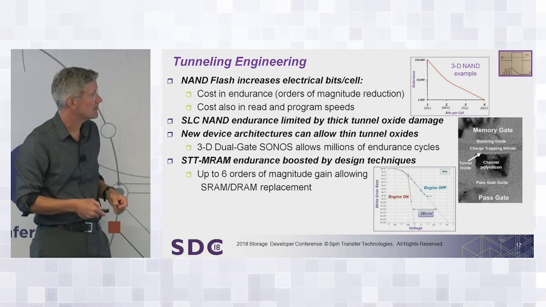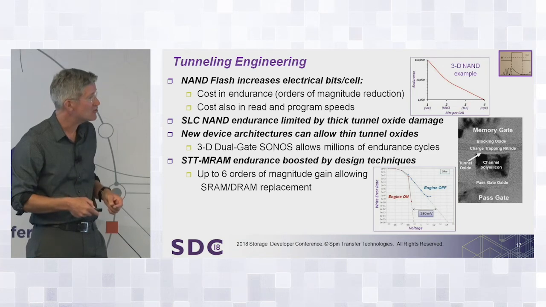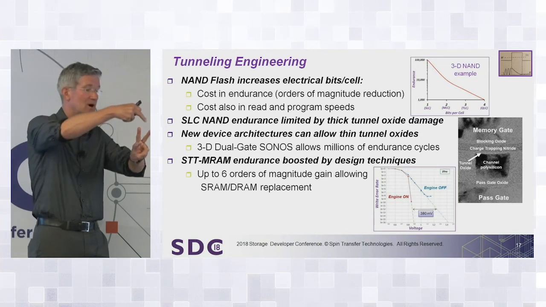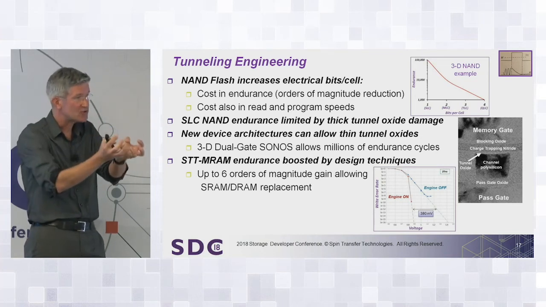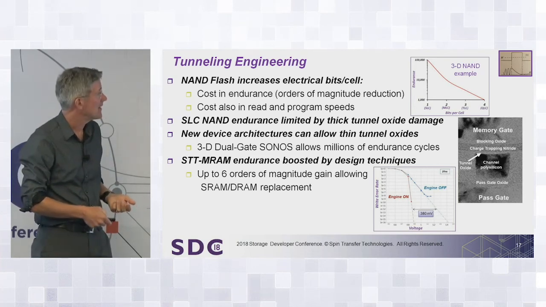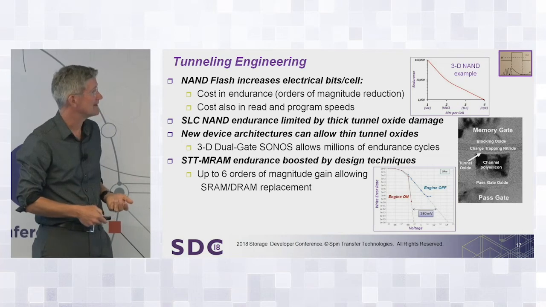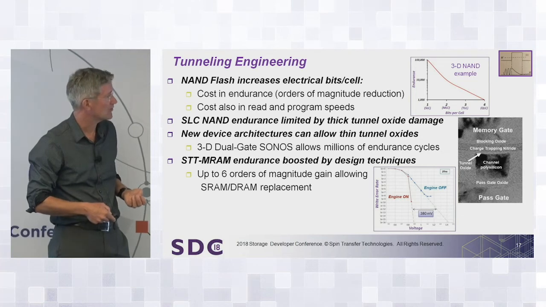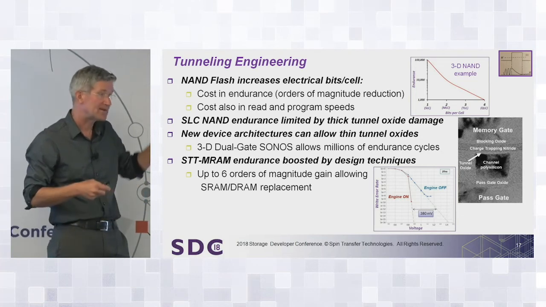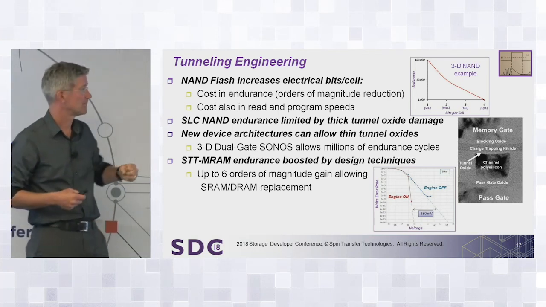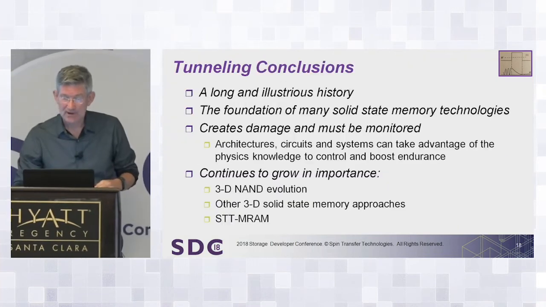That led me to this kind of structure here, which can get to millions of endurance cycles. So you engineer it, given the constraints of the three, the field effect, the reservoir, and the tunnel mechanism, you can engineer around that and boost the endurance with an architectural change. And then STT-MRAM endurance, boosted by design techniques. I won't go into that if anybody's interested, but basically 6 orders of magnitude gain, allowing for a potential for SRAM and DRAM replacement if it can be made manufacturable. But it's all tunneling engineering.